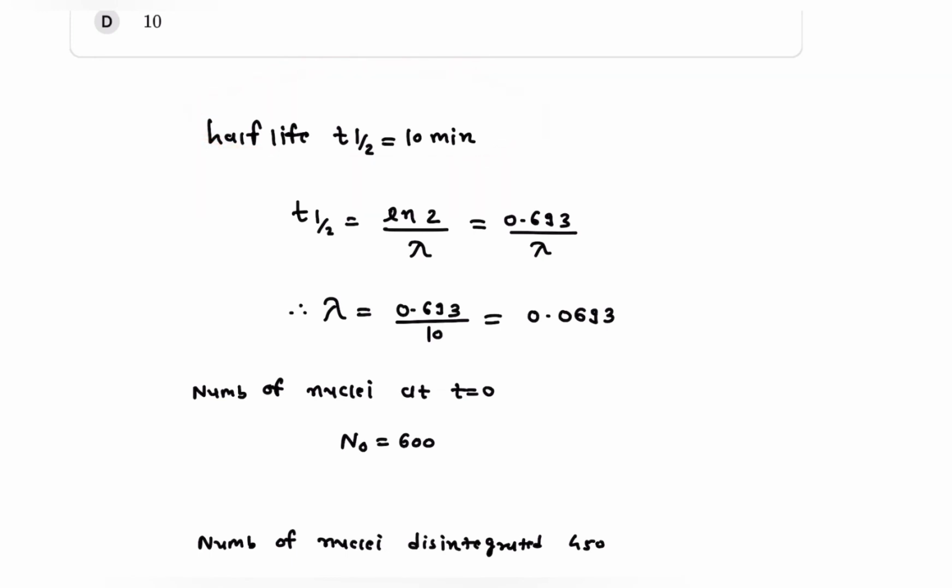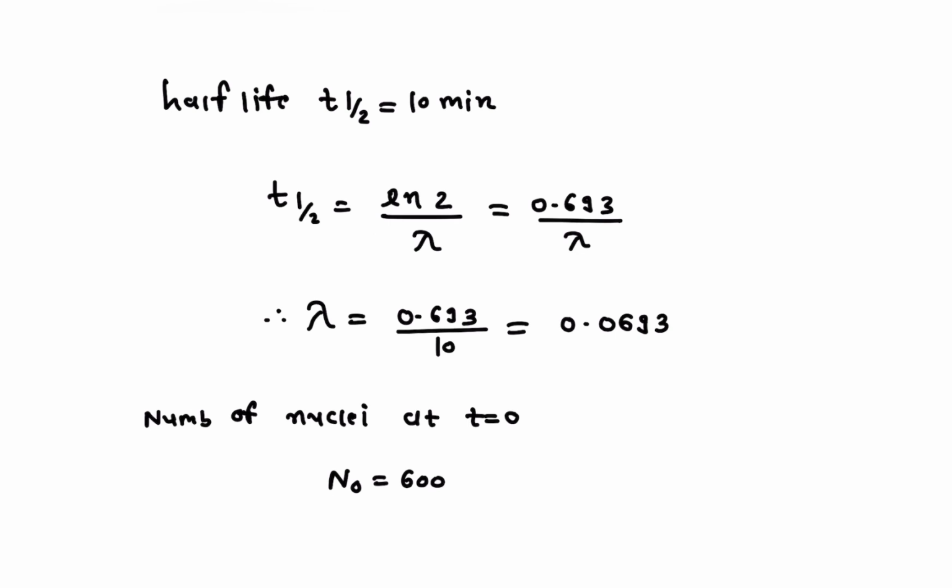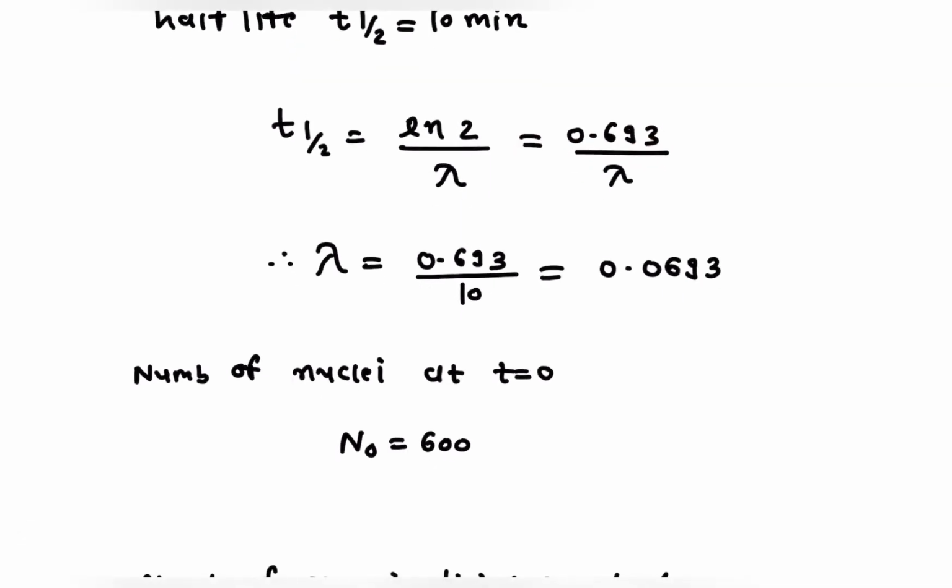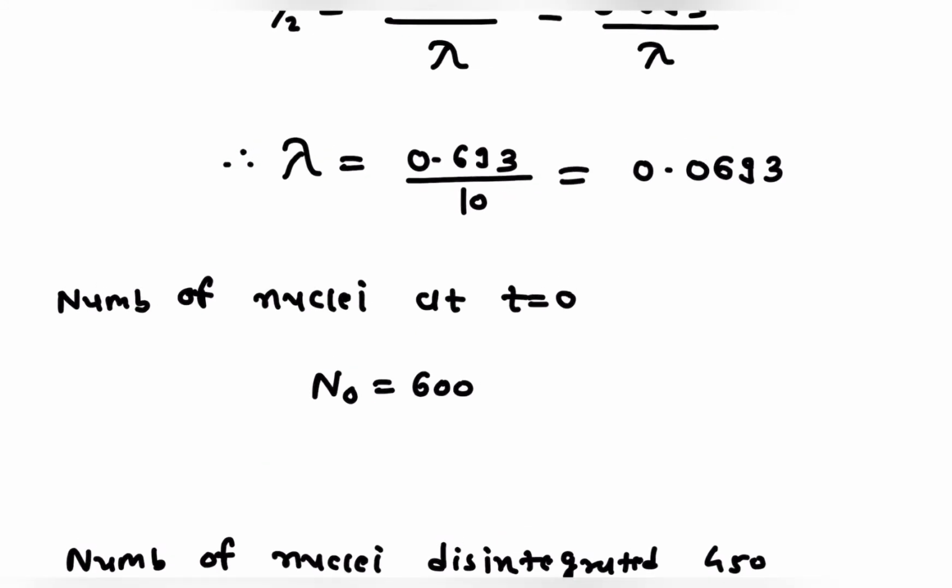According to the formula of half-life, T1/2 is equal to ln 2 upon lambda, where lambda is the disintegration or decay constant. ln 2 has a value of 0.693, divided by lambda. So lambda is equal to 0.693 upon 10 minutes, that means 0.0693. That is the disintegration constant.